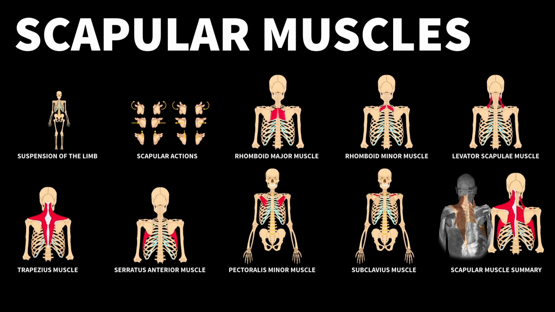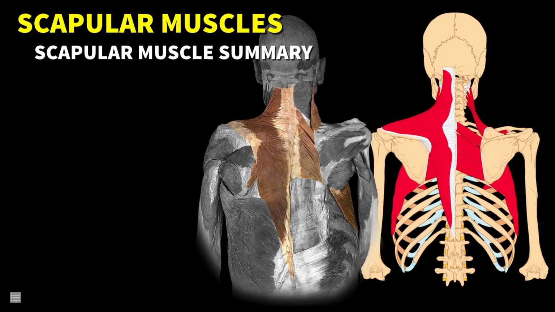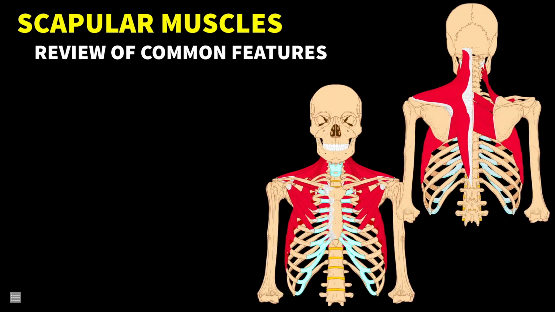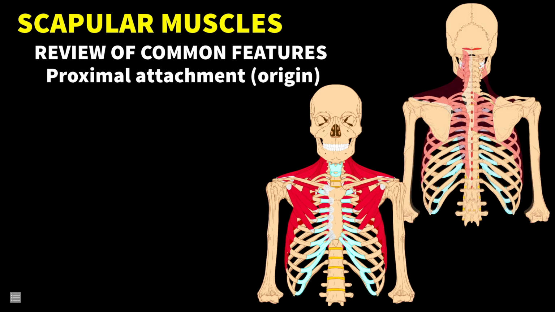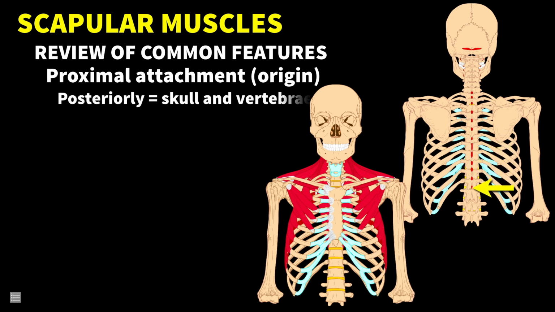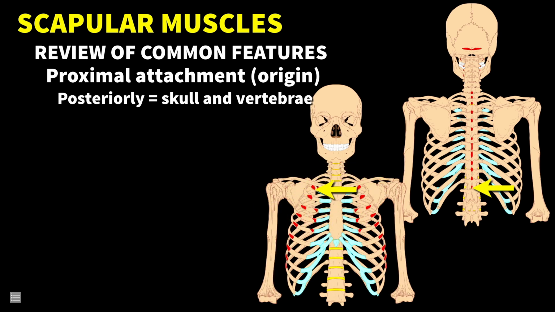Now, let's review and summarize the scapular muscles. A quick review of the scapular muscles will allow you to see the big picture of this muscle group. Note that on the posterior side of the body, all the muscles originate from the skeletal midline, from the base of the skull to the bottom of the thoracic region. Whereas on the anterior side, the origins of the muscles are from the rib cage.